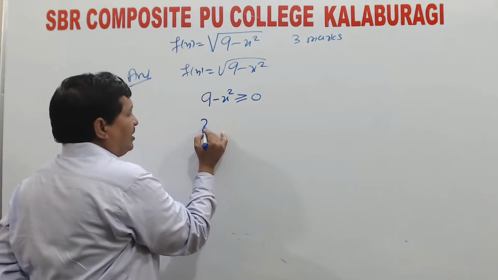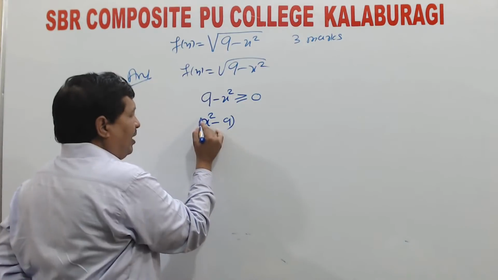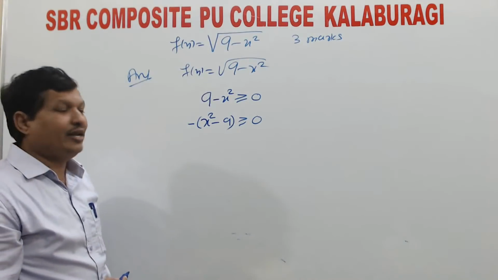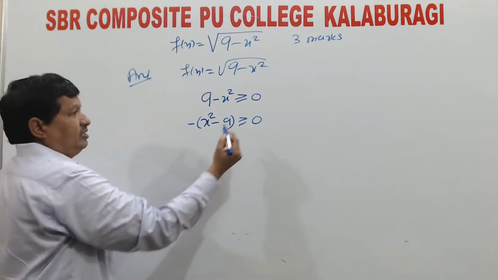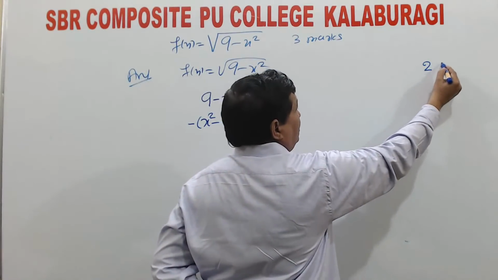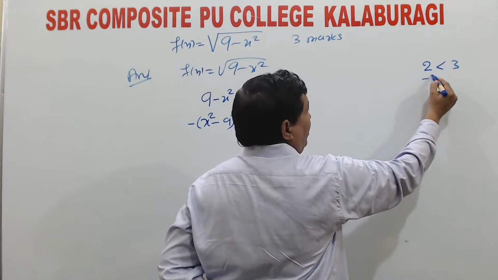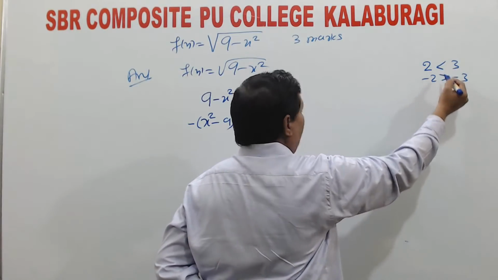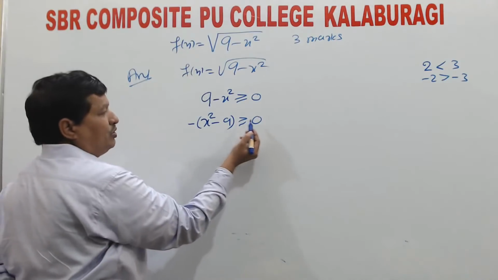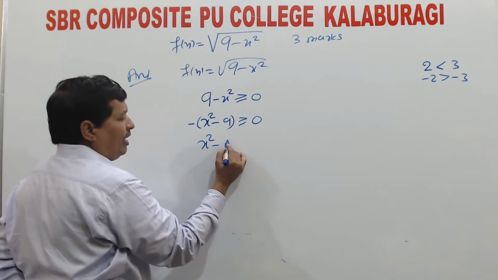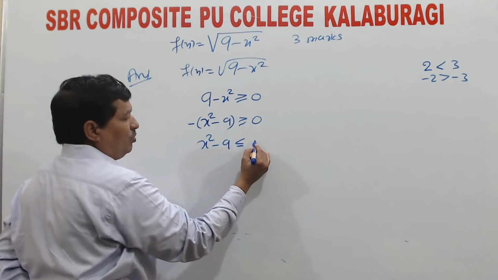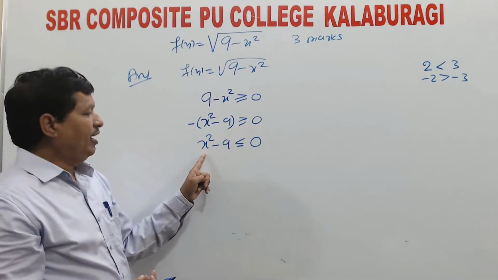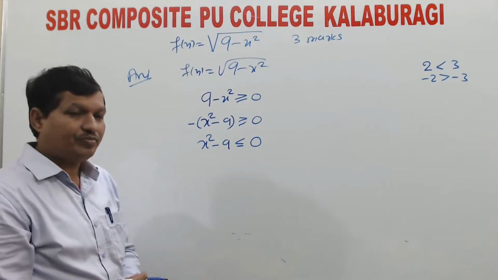Okay, and x square minus 9, taking minus common, greater than or equal to 0. See, you know that 2 is less than 3, and minus 2 is greater than minus 3. When you multiply by a minus sign, the inequality sign will change. Here also I want to multiply both sides by minus, so x square minus 9 is less than or equal to minus 0. Minus 0 means again 0 only, so x square minus 9 is less than or equal to 0. Okay.